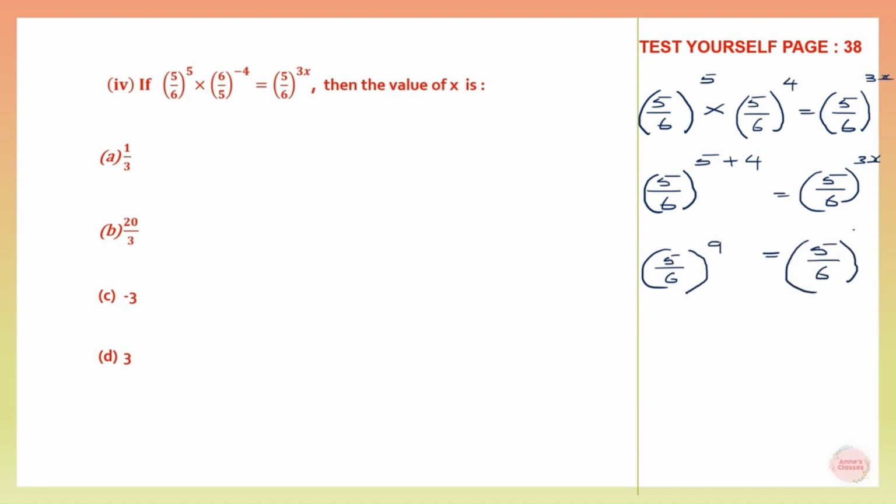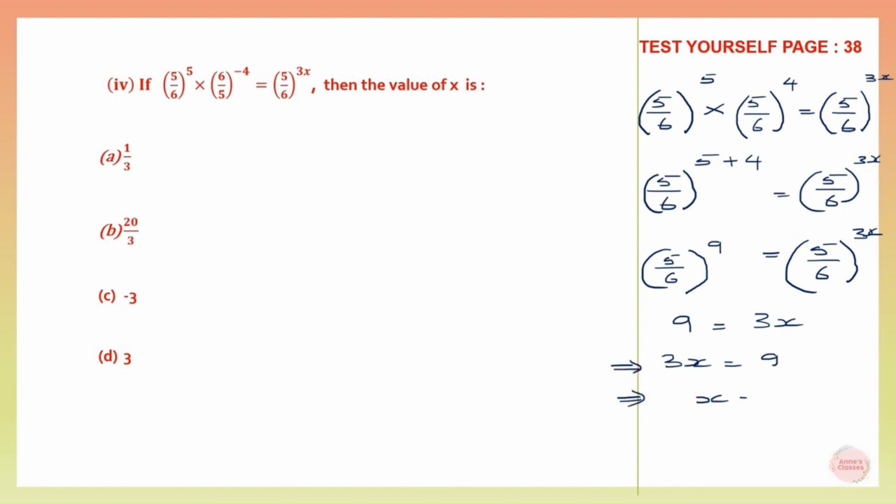So now can you see that the base is equal? So the base is 5/6 here and 5/6 here. So when the bases are equal, the powers are also equal. So this will be 9 is equal to 3x or 3x is equal to 9. Now we can find the value of x.